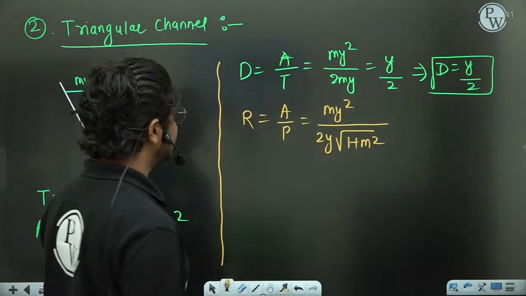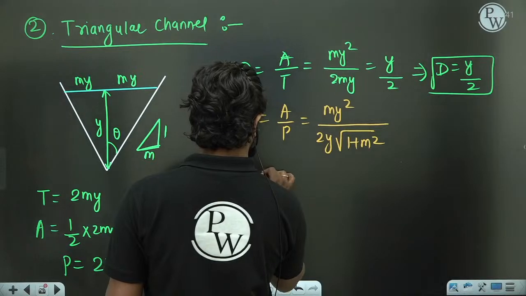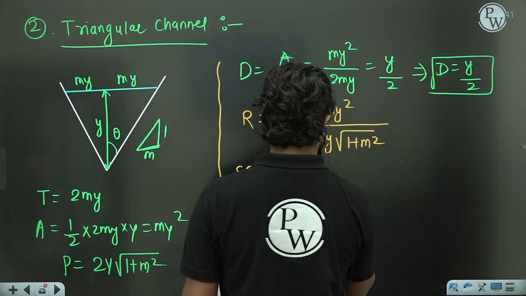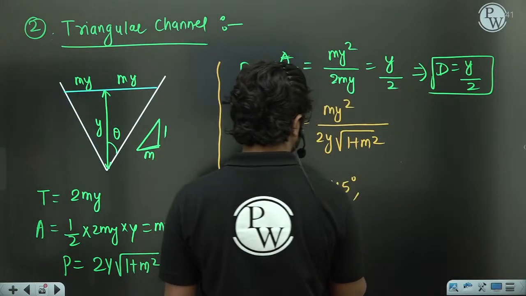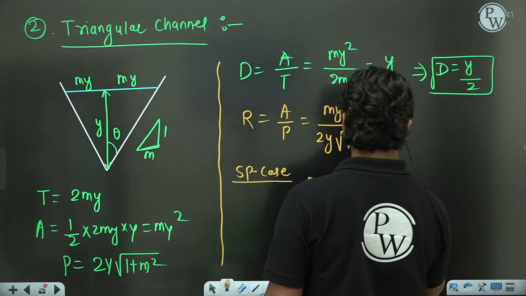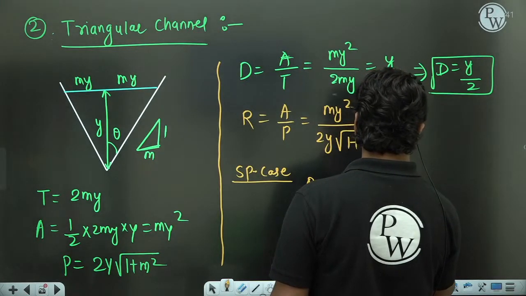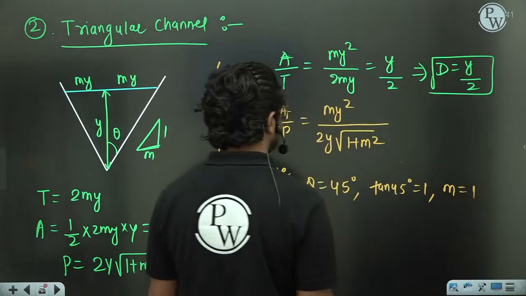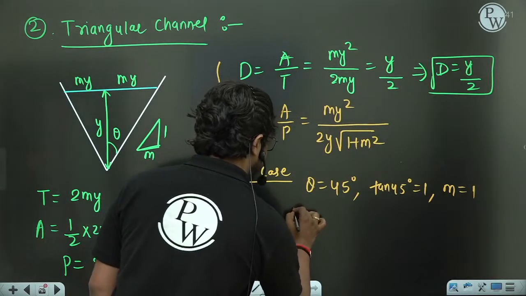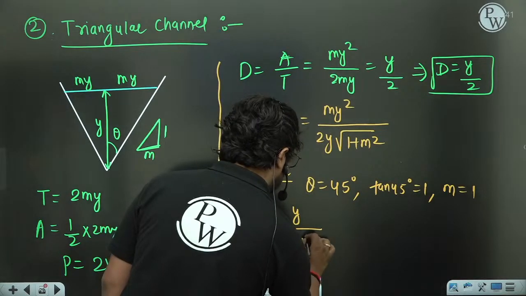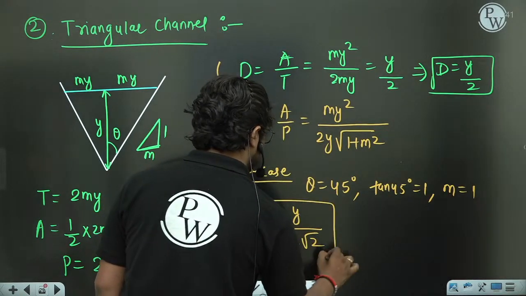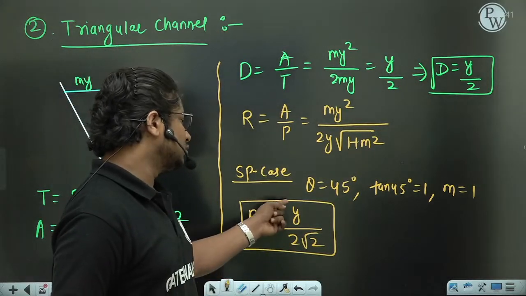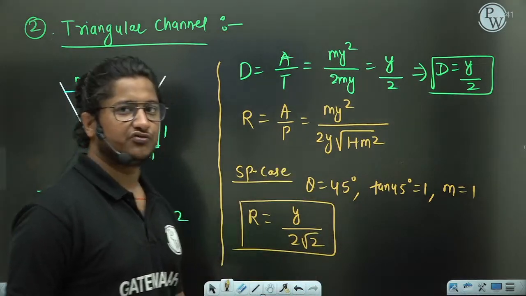So here again a special case will come. In the special case, we are taking theta as 45 degrees. So if theta is 45 degrees, tan 45 will be equal to 1. So in that case, m will be equal to 1. If m is equal to 1, R will become y by 2 root 2. So when theta is 45 degrees in a triangular section, your R will be equal to y upon 2 root 2. This is the special case which you need to remember.